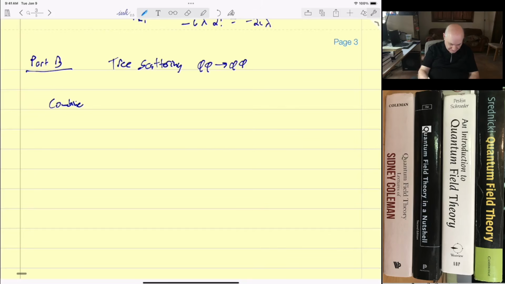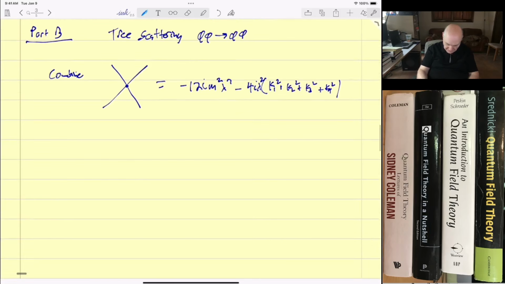So let's do the 4-point scattering, and this is equal to minus 12i m squared lambda squared minus, we just add up what we had, the 2 diagrams that we had calculated before, minus 4i lambda squared times k1 squared plus k2 squared plus k3 squared plus k4 squared.